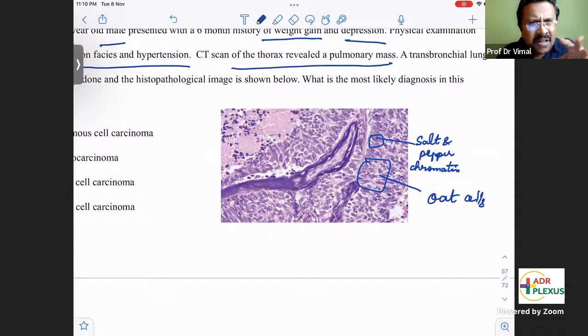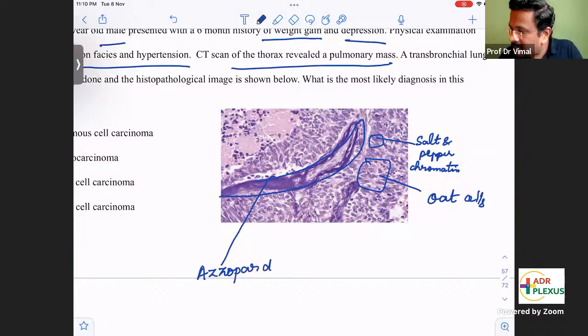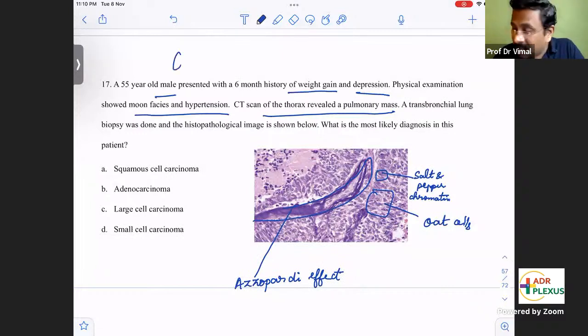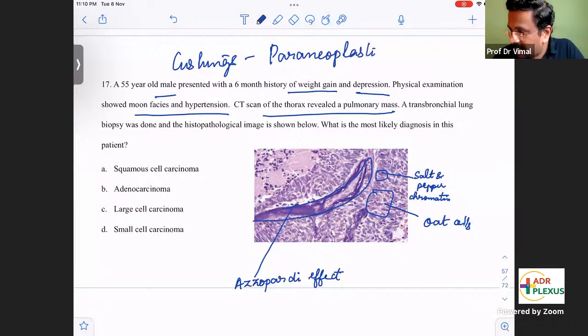These cells are highly rapidly proliferating. The nucleus of the tumor cells will be smudged around the blood vessel. Around the blood vessel, the nuclear material will be smudged, and this phenomenon is called the Azzopardi effect. So with this Azzopardi effect and Cushing syndrome, the commonest paraneoplastic syndrome here, which occurs in small cell carcinoma, the diagnosis is small cell carcinoma.